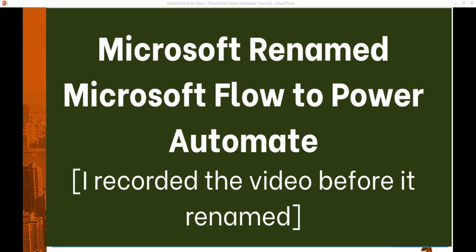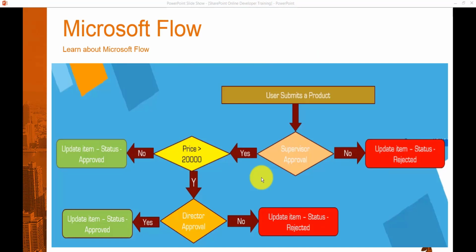Okay, so now we will see one more example on this Microsoft Flow. We will see how we can do two levels of approval. So this is the flow of that particular example. There is a product list and the user will submit a product. First it will go for supervisor approval. You can see here, if the supervisor rejected, then the status will be changed to rejected.